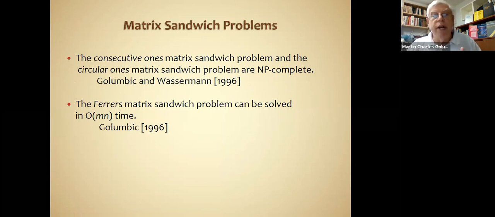So we understand this as consecutive ones property is a matrix problem you're familiar with. Can my rows, columns be rearranged so that in every row, the ones occur consecutively. A second problem is the Ferrers matrix sandwich problem. And that could be solved in M times N time for an M by N matrix.